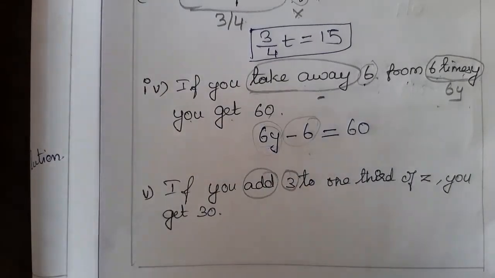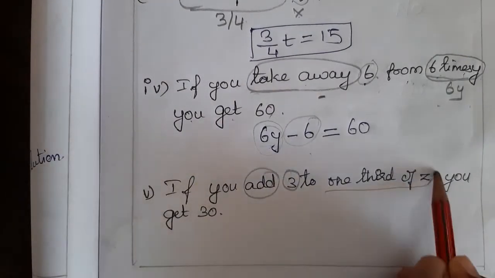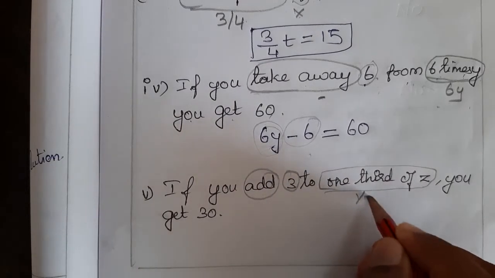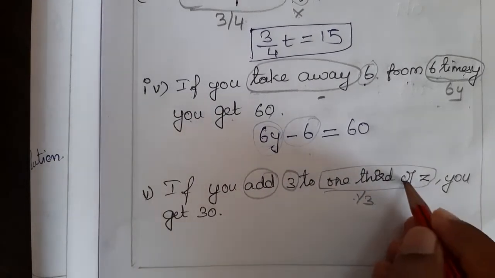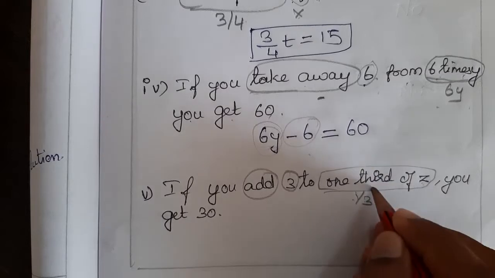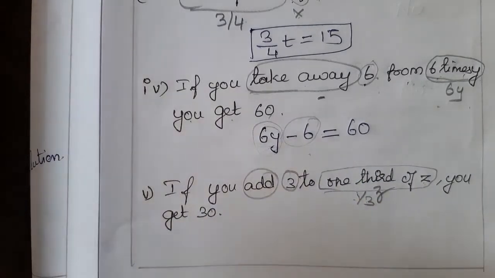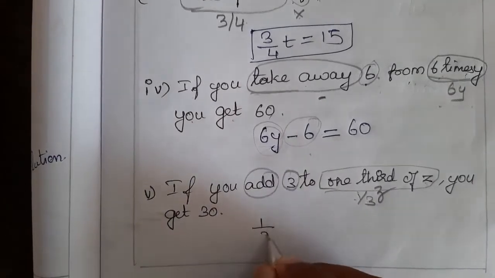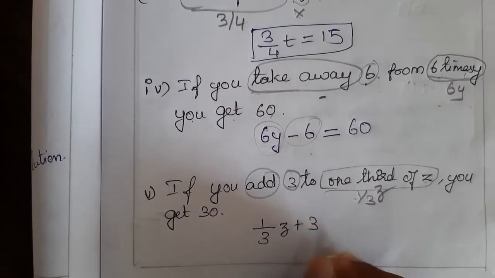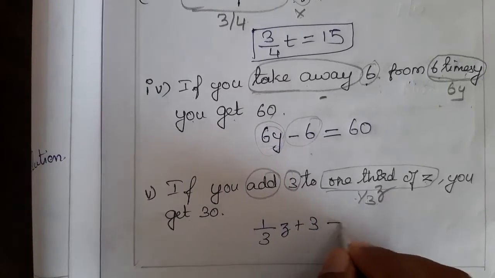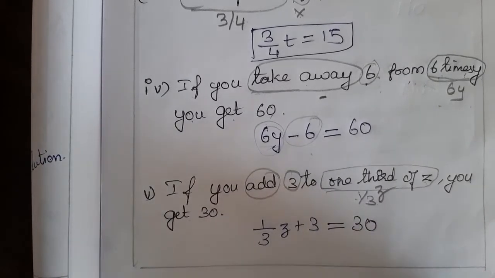And the next, if you add 3 to 1/3 of z, so we are going to add 3 to what? 1/3 of z. 1/3 means 1 by 3. So 1/3 of z: of means multiply by z. 1 by 3 into z. So we are going to add 3 with 1 by 3 of z: 1 by 3 of z plus 3. You get 30. So we get means equal to 30. Clear?